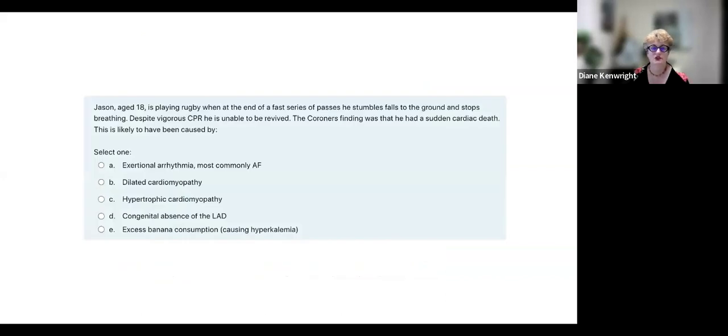So here's a question. Jason is playing rugby when he stumbles, falls to the ground, stops breathing, and is unable to be revived. He had a sudden cardiac death. So what is he most likely to have died of? Well, we've just said this: hypertrophic cardiomyopathy.